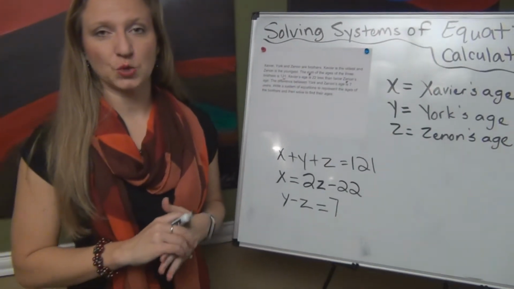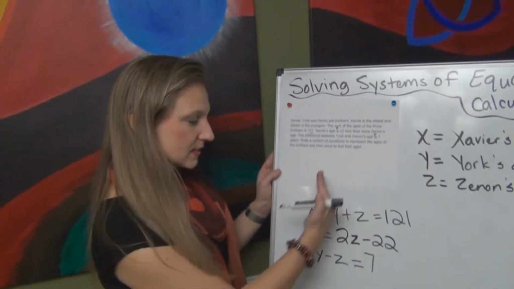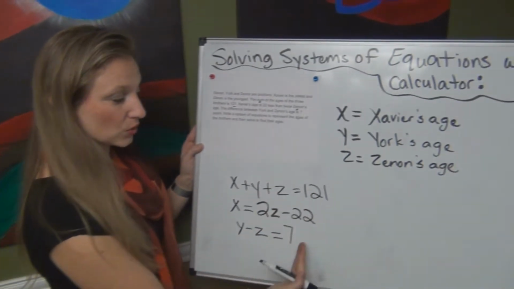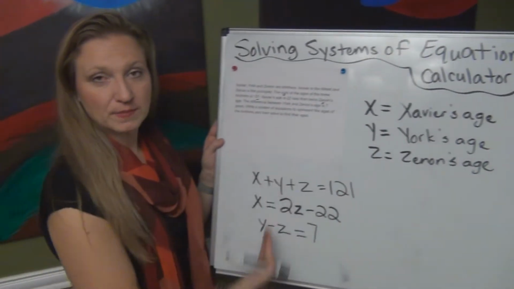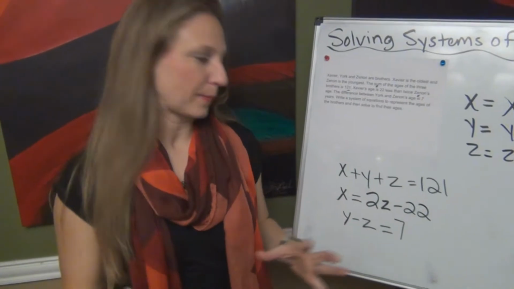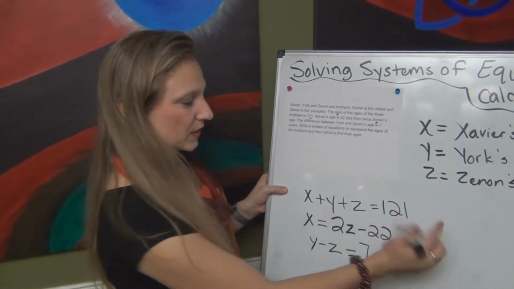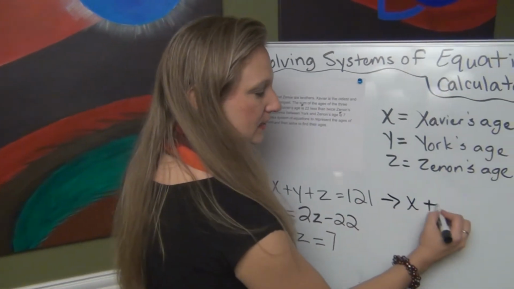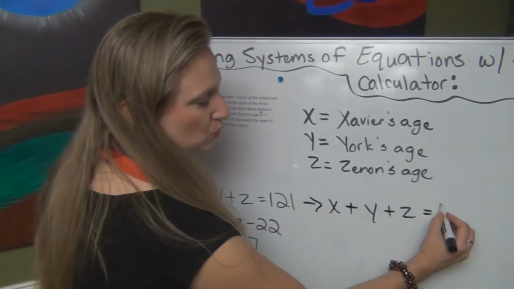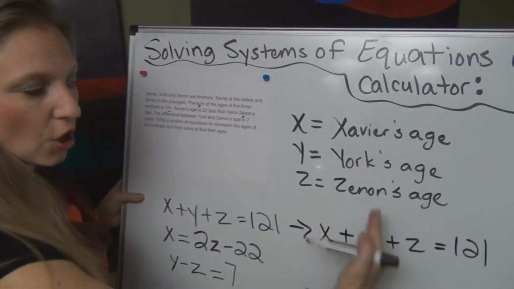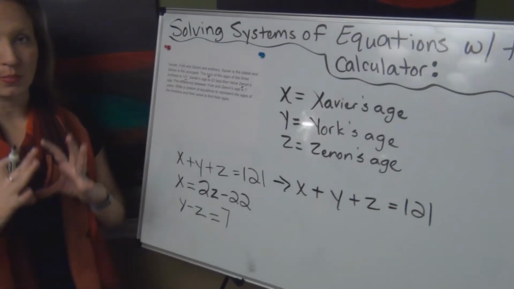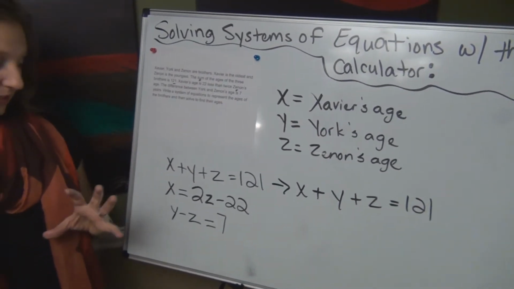Before we put them in the calculator, we want to make sure that our X's, Y's, Z's, equal signs, and numbers are all lined up. We want them to be in matrix format. So the first one is perfect. It's all lined up. X plus Y plus Z equals 121. We want them to all fall in those rows. It has to be perfectly organized for us to put it in the calculator.